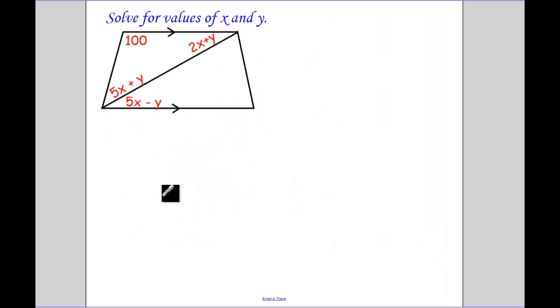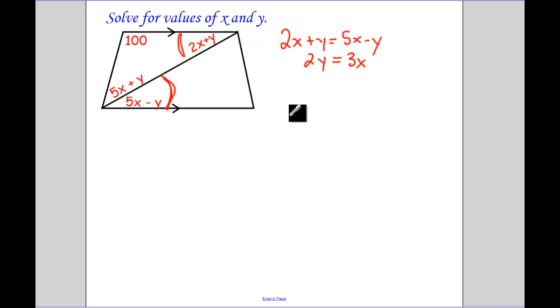Next example. Solve for values of x and y. Okay, so I know we have parallel lines. So I know this angle here is going to be equal to that angle there. So I know 2x plus y is equal to 5x minus y. So if I subtract the 2x over, I get 3x. If I add the y over, I get 2y. So y is equal to 3x over 2.